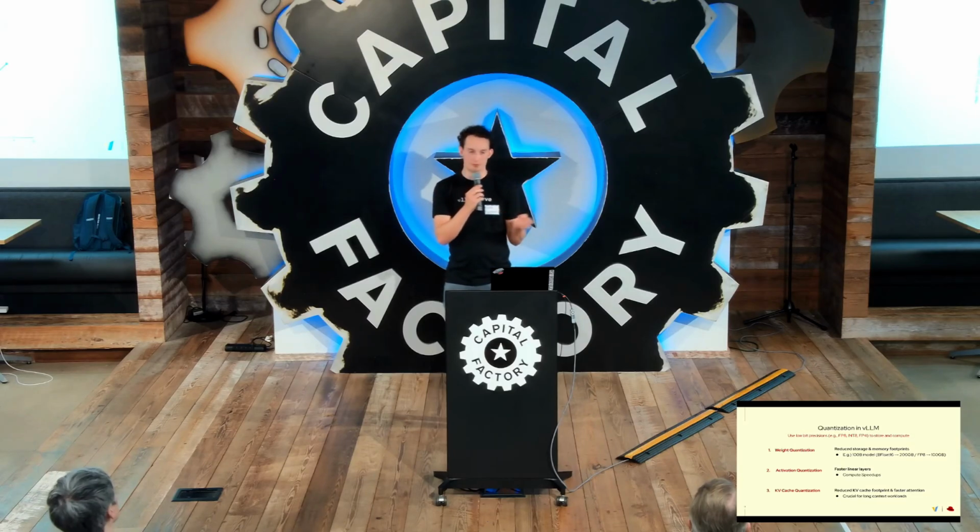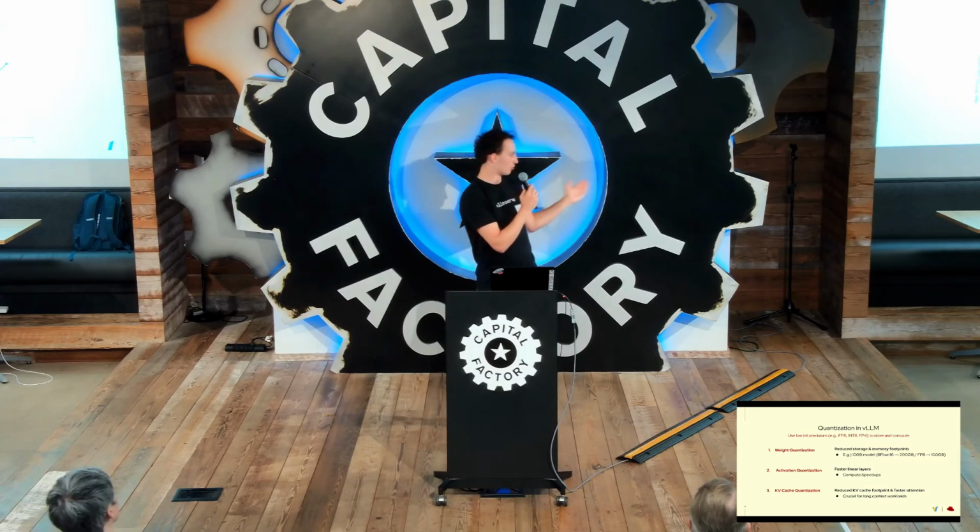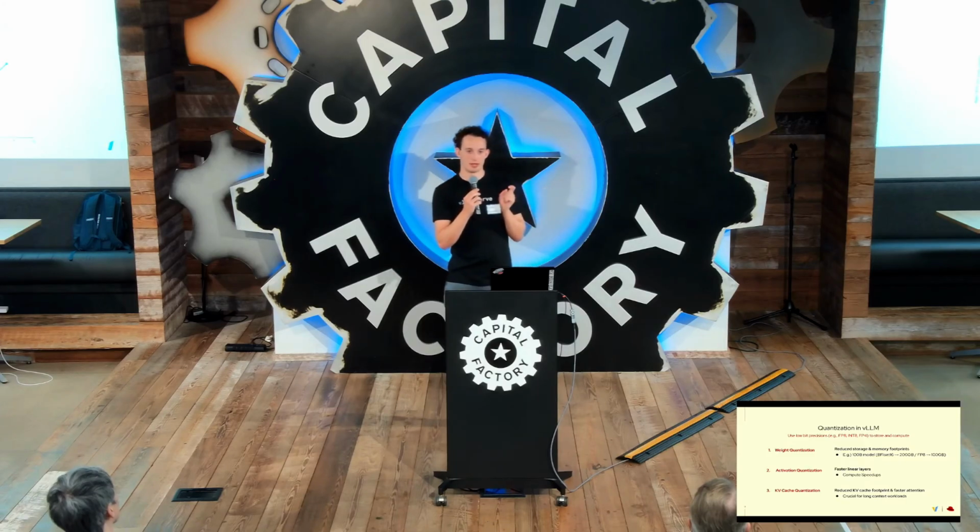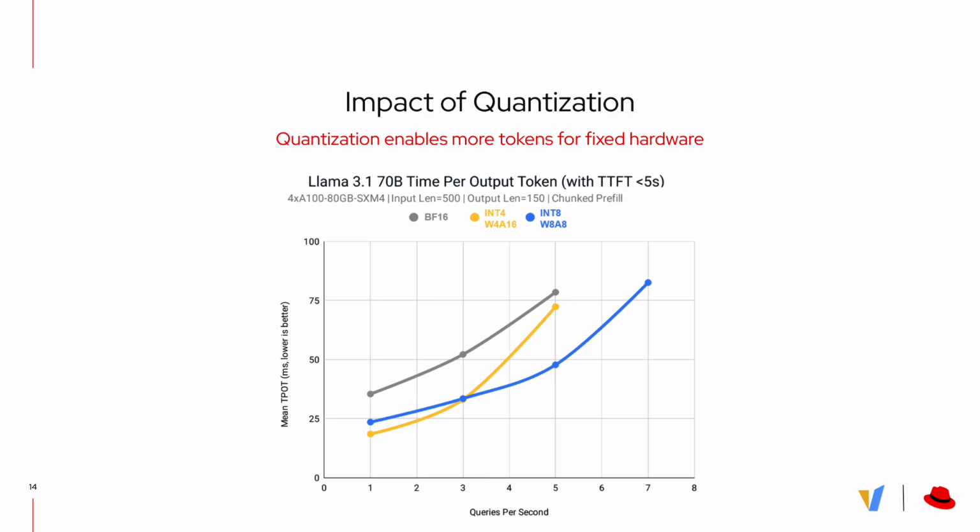But the key takeaway from this plot is that in the low QPS regime, the weight quantization in yellow and activation 16, so not quantized, is actually better than weight 8, A8. And that's because in low QPS, what matters most is how quickly can you load the weights, right?